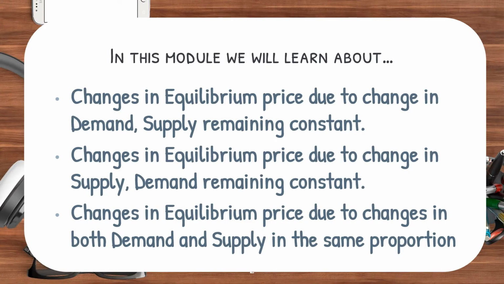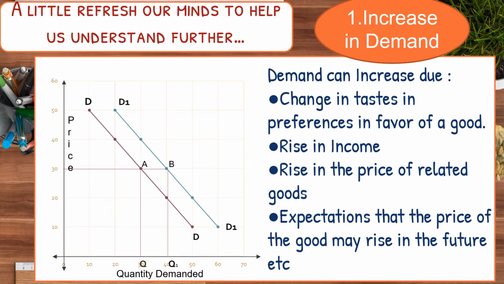We will learn about changes in equilibrium price due to change in demand, supply remaining constant. Secondly, we will learn about the changes in equilibrium price due to change in supply, demand remaining constant. Thirdly, we will learn about changes in equilibrium price due to changes in both demand and supply in the same proportion.